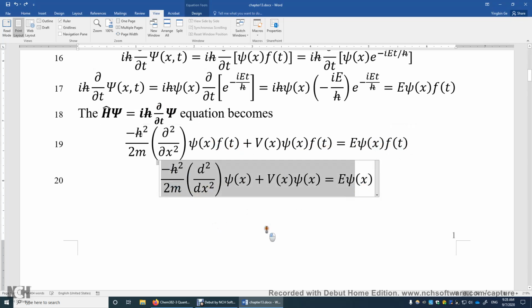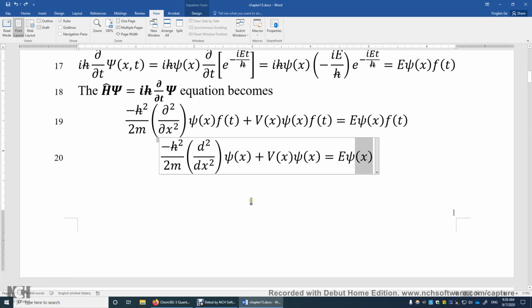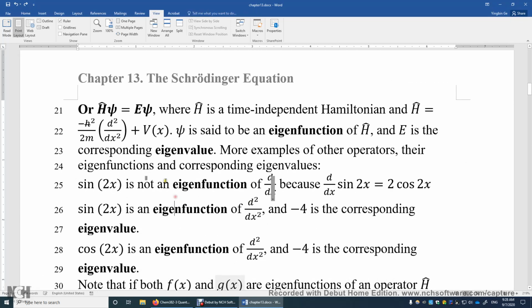In this equation, we have the kinetic energy operator being applied to this lowercase psi of the position. Potential energy being applied to the lowercase psi of the position. On the right-hand side, it's the energy of the particle times the wave function of the position. Simply put, we have H psi is equal to E psi. H, again, is the Hamiltonian, but in this case, we say H is time independent. H does not depend on time. It's the sum of the kinetic energy and potential energy.